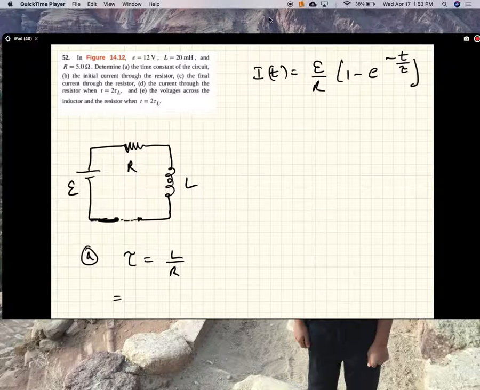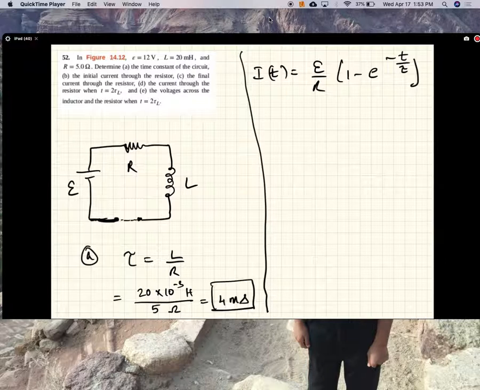Okay, L is 20 millihenries and R is 5 ohms. Okay, 5 ohms. And so this is 4 milliseconds. Okay, so that's the time constant of the circuit. Things change over that. Henries over ohms is seconds, and 20 by 5 is 4, and there's the milliseconds. Okay.